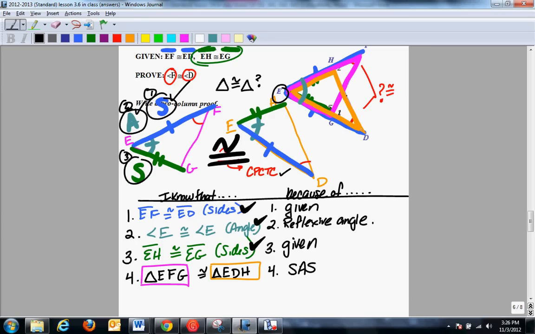Now finally, if we say the triangles are equal, we can say the parts are equal. So now we can hit what we're trying to prove. We can finally say because the triangles are equal that angle F is congruent to angle D, and the reason why is because if the whole triangle's congruent, the parts are congruent. Fancy name for that is CPCTC.